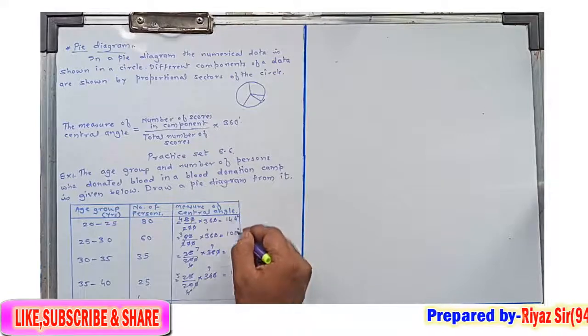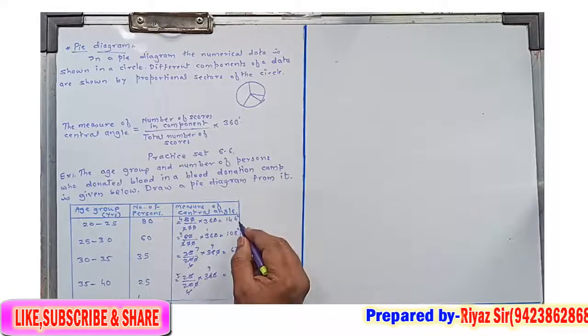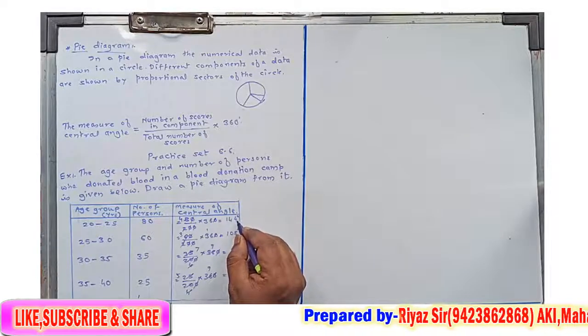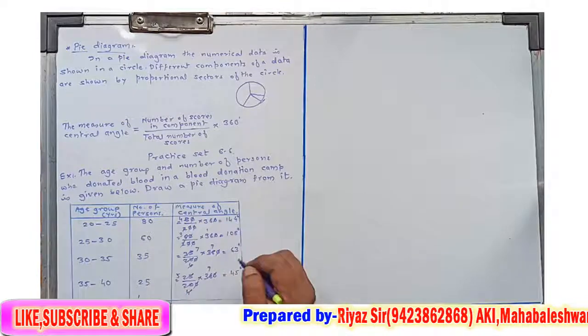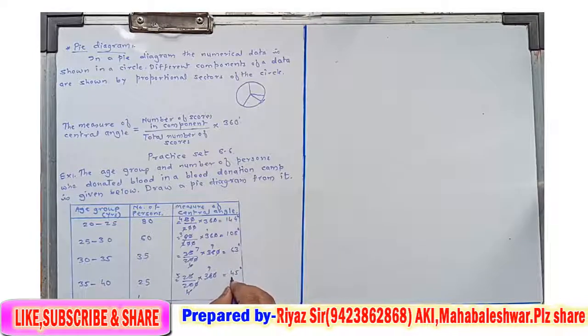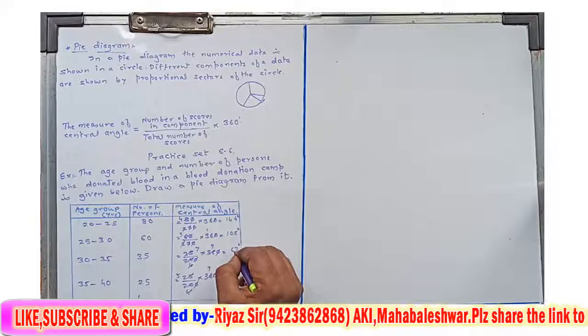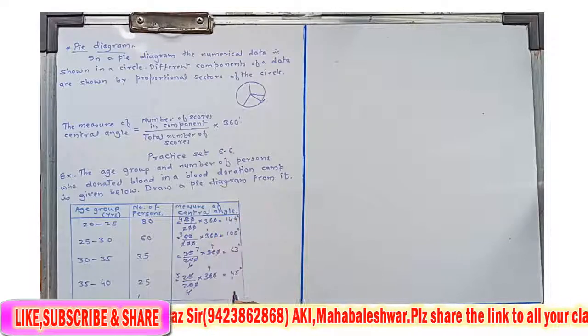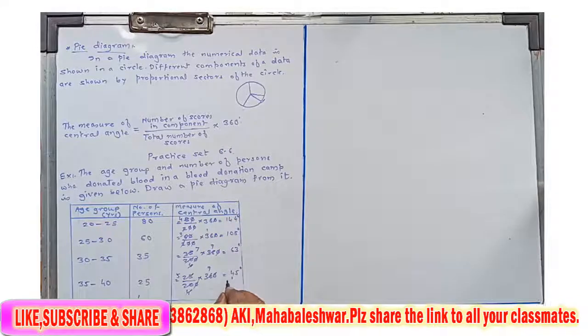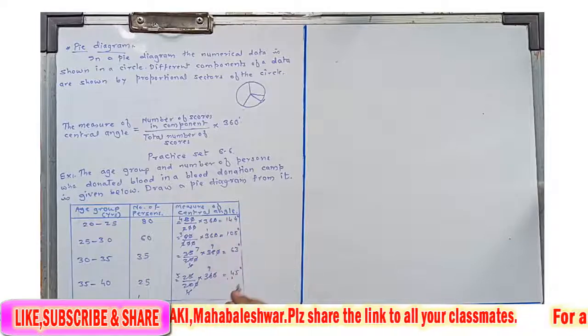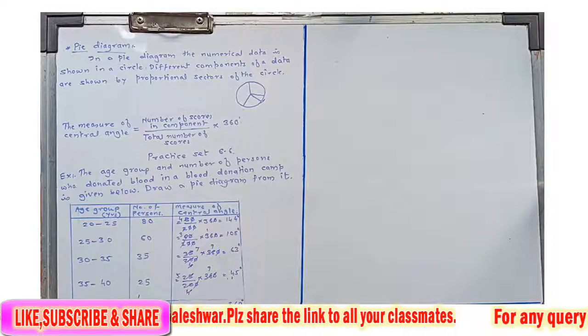Just add these measures of central angles. So it is 4 plus 8 plus 12, 12 plus 3 is 15 plus 5 is 20, 0 carry 2, 4 plus 2 is 6, 6 plus 6 is 12, 12 plus 4 is 16, 6 carry 1, 1 plus 1 is 2 plus 1 is 3, that is a total of 360 degrees.